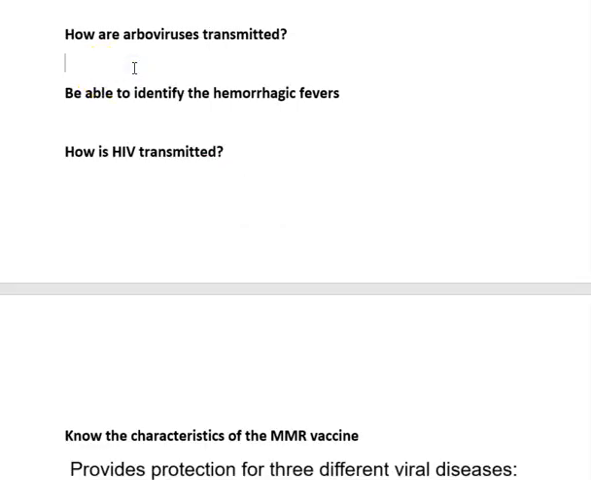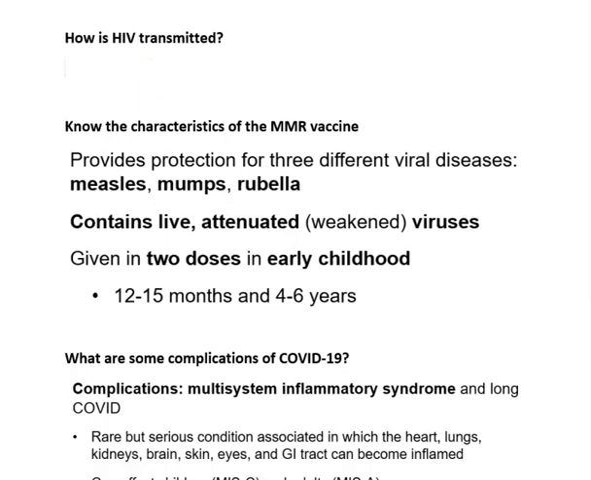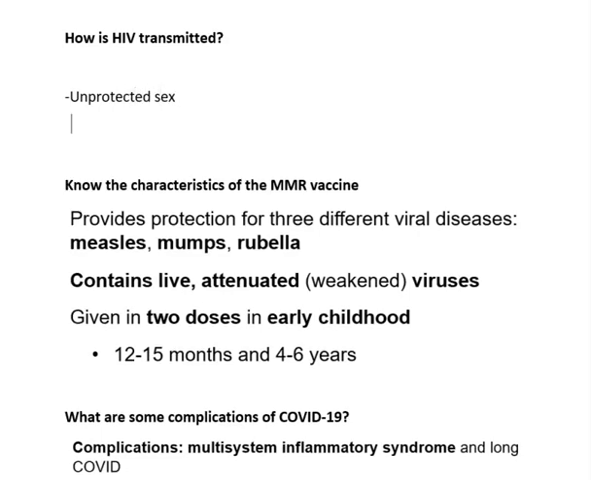How are arboviruses transmitted? Well, like the name suggests, all arboviruses are going to be transmitted through an arthropod vector. You'll need to be able to identify the hemorrhagic fevers, and the two that we talk about are yellow fever and dengue fever. How is HIV transmitted? The main way that HIV is going to be transmitted is through unprotected sexual contact and through blood or blood products.